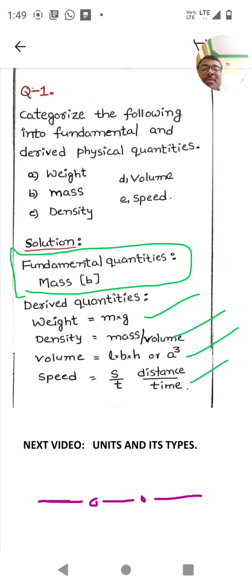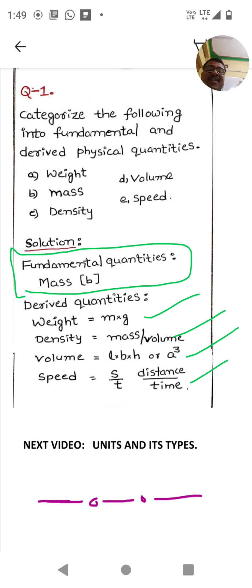Here observe the explanation. Weight is nothing but m into g. What is the formula of weight? M into g. Here m is the mass of the object, g is acceleration due to gravity. What is g? We will learn this in the next videos. g is nothing but acceleration due to gravity. That's why weight depends upon mass and acceleration due to gravity, so weight is a derived physical quantity.